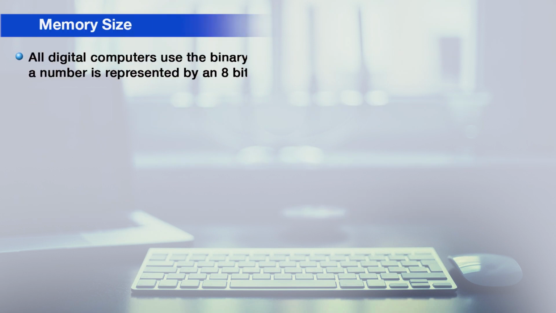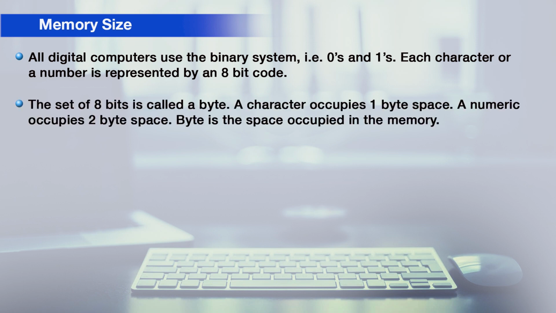Memory size. All digital computers use the binary system, that is zeros and ones. Each character or number is represented by an 8-bit code. The set of 8 bits is called a byte. A character occupies 1 byte of space. A numeric entry occupies 2 bytes of space. Byte is the space occupied in the memory.